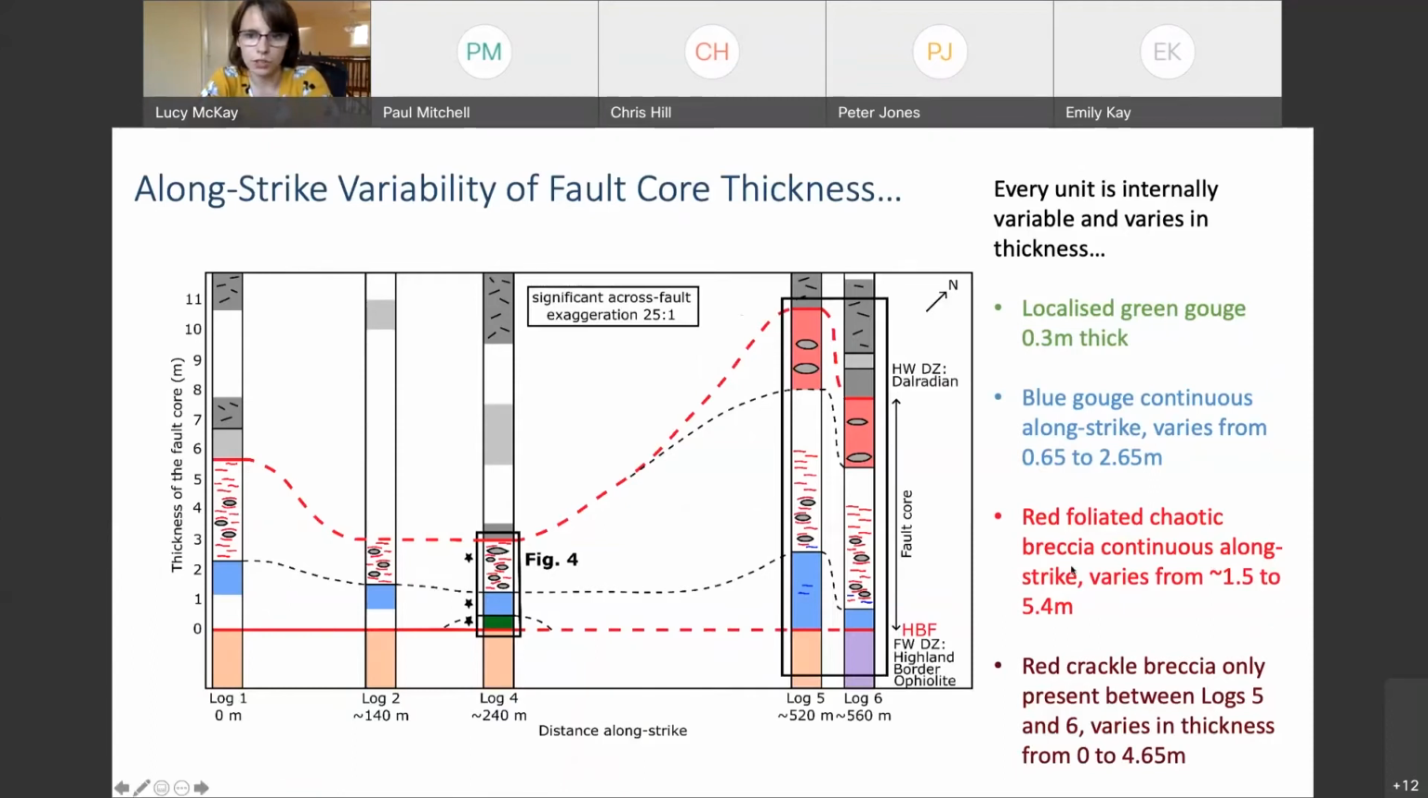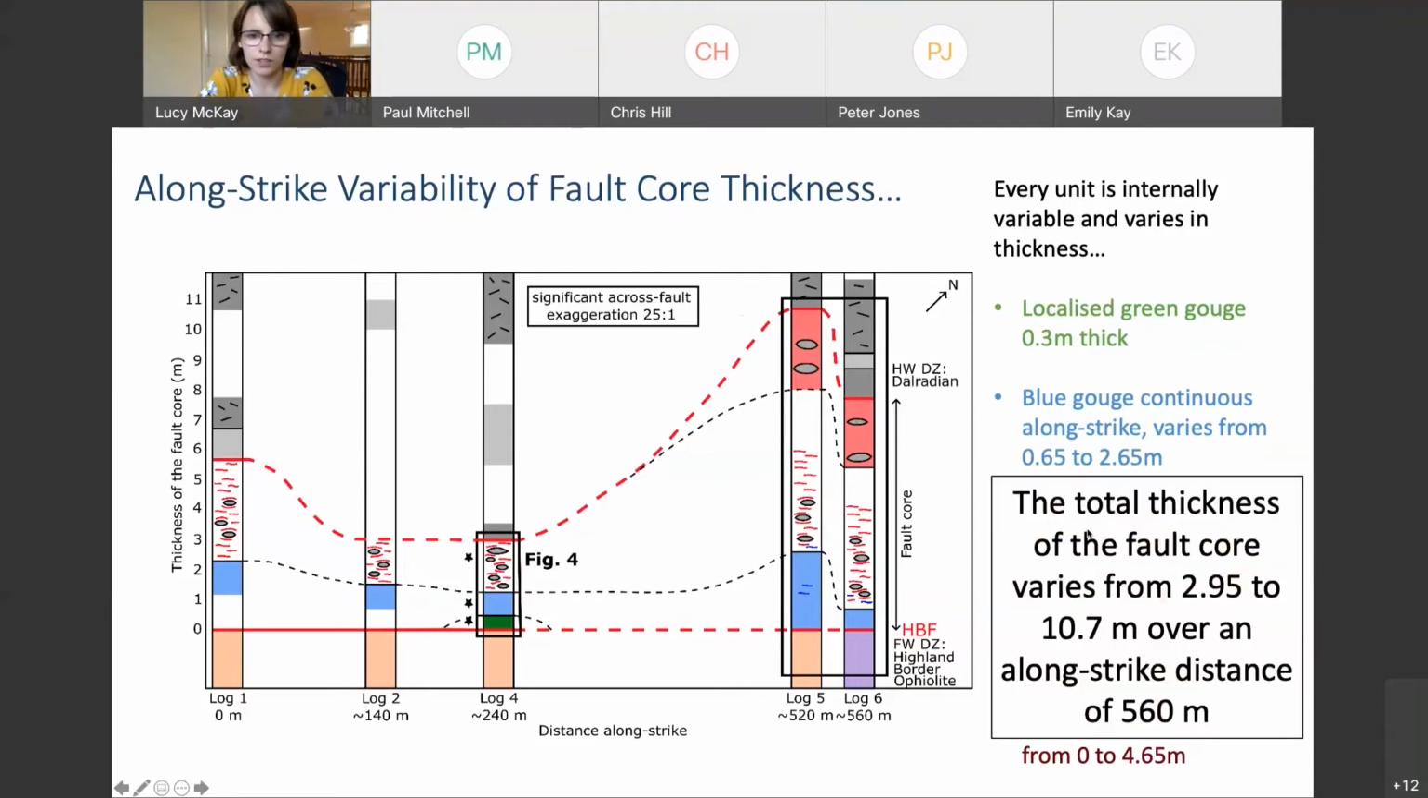For instance, the green gouge is only observed at one locality, so it could either represent a zone of localised alteration or a remnant fragment of a previously extensive lithology. And similarly, the red crackle breccia is only observed at a couple of localities. So each unit is internally variable and varies in thickness along strike. So the total thickness of the fault core varies in this relatively short section of 500 metres from 3 metres to 10.7 metres, which is a large variation over such a short distance.